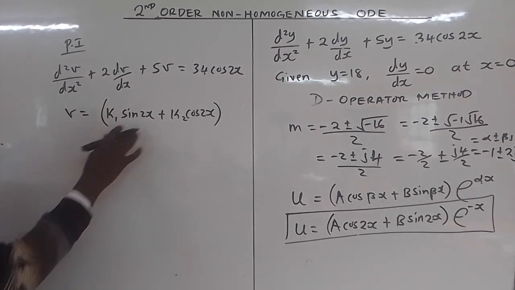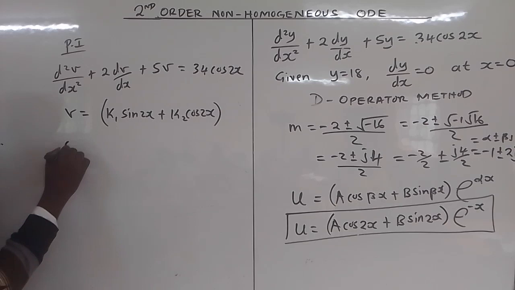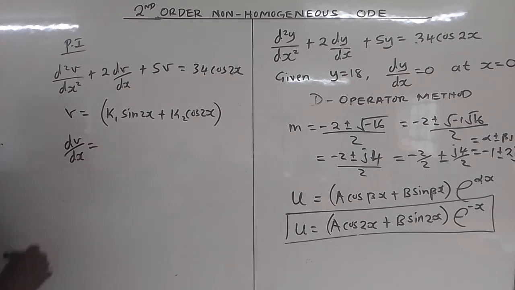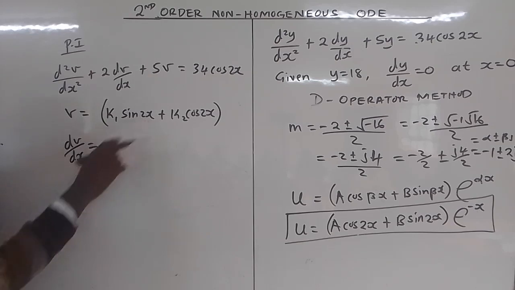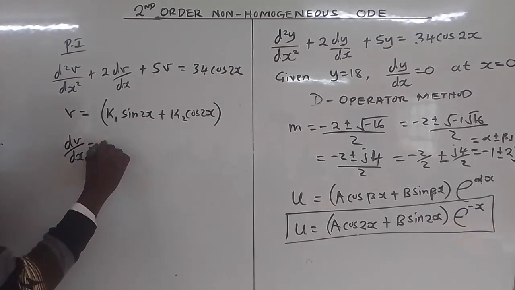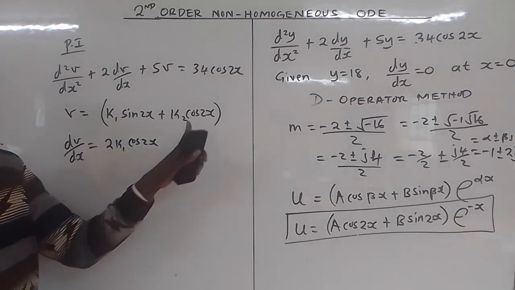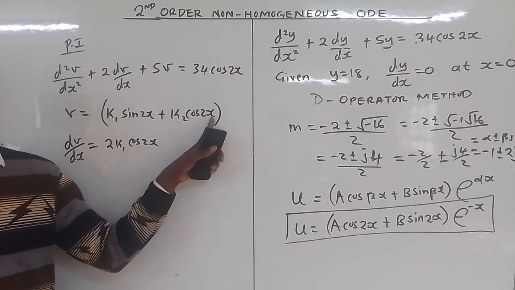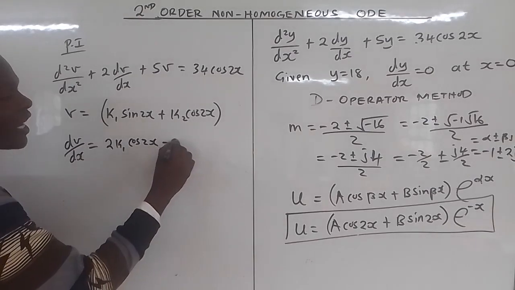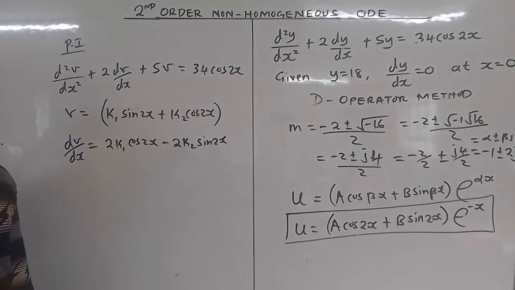So you found the choice of v. So we start differentiating it, isn't it? If you differentiate for the first time with respect to x, what do you have? If you differentiate sine 2x, you get cos 2x. Then if you differentiate 2x, you get 2. So it is 2k1 cos 2x. Then you go again. If you differentiate cos 2x, you get negative sine 2x, isn't it? Then if you differentiate 2x, you get 2. So it is negative 2k2 sine 2x. Are we together?